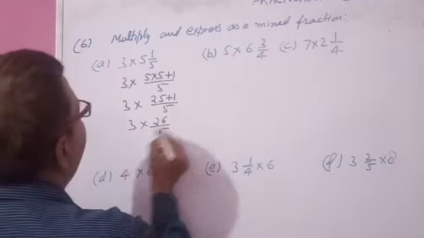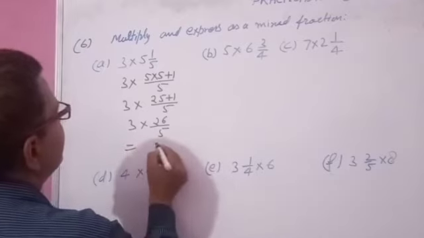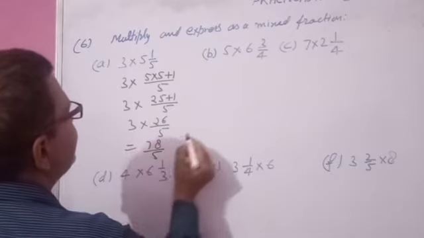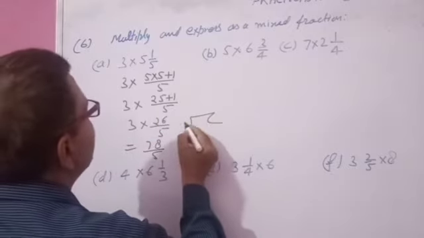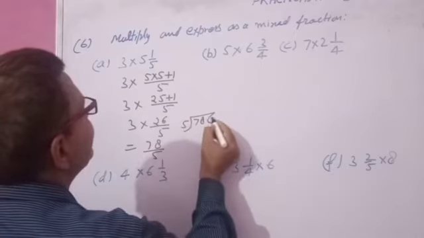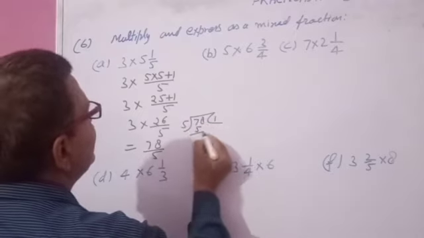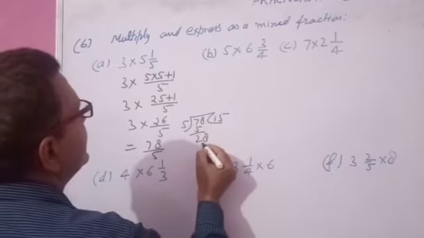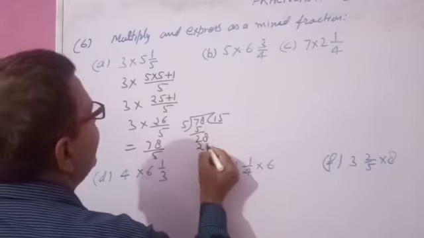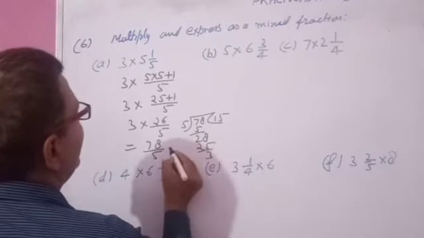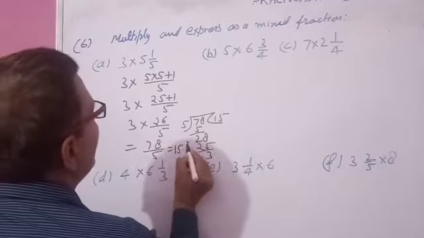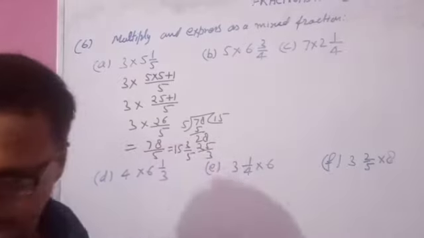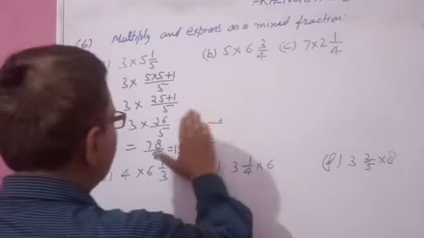Now this will be 78 upon 5. You will change this into a mixed fraction. 5 78, 5 1s are 5, 2, 5 5s are 25, that is 3. That is 15 whole 3 upon 5. You can remove this.